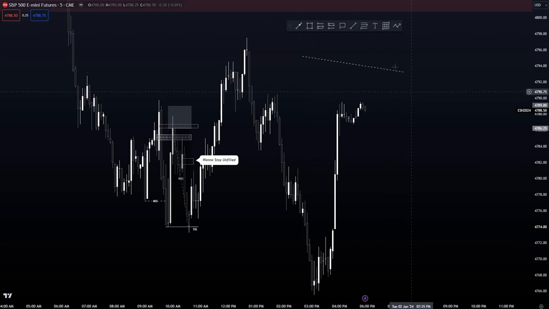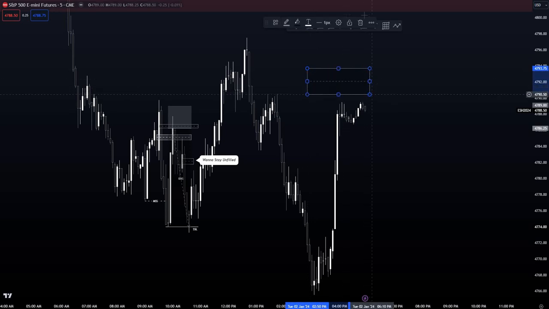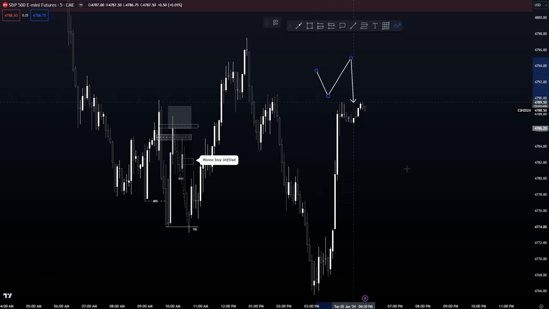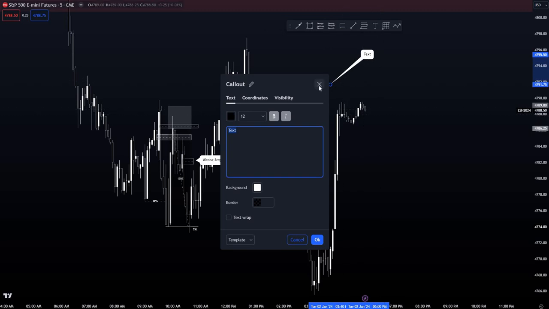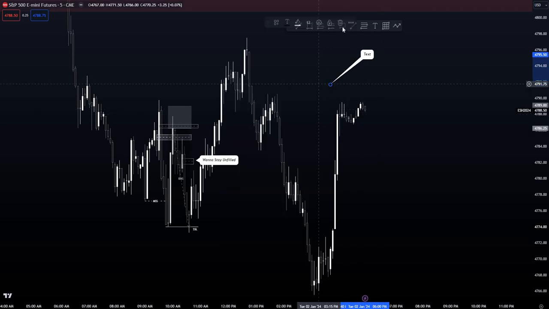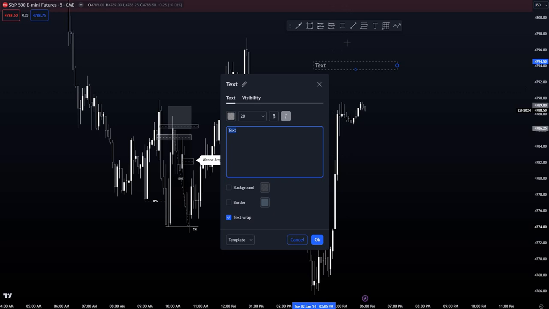The trend line is going to mark out liquidity points. The rectangle is going to mark out PD arrays, same as the Gann box. Path arrow is going to be for analysis purposes. Arrow is going to mark out liquidity points as well. Callouts will mark out software wording. Same thing for the text box.